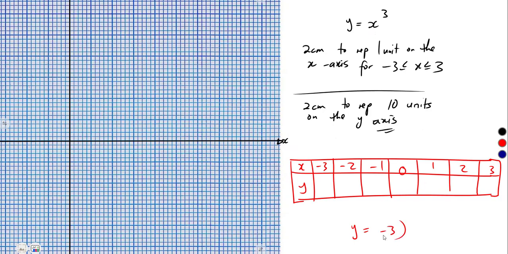X cubed, -3 cubed, that's -27. All right, when x is -2, cubed is -8, -1 cubed is -1, then 0, 1, 8, 27, like that. So you're going to insert those values, then we can see our minimum value is -27, maximum +27.